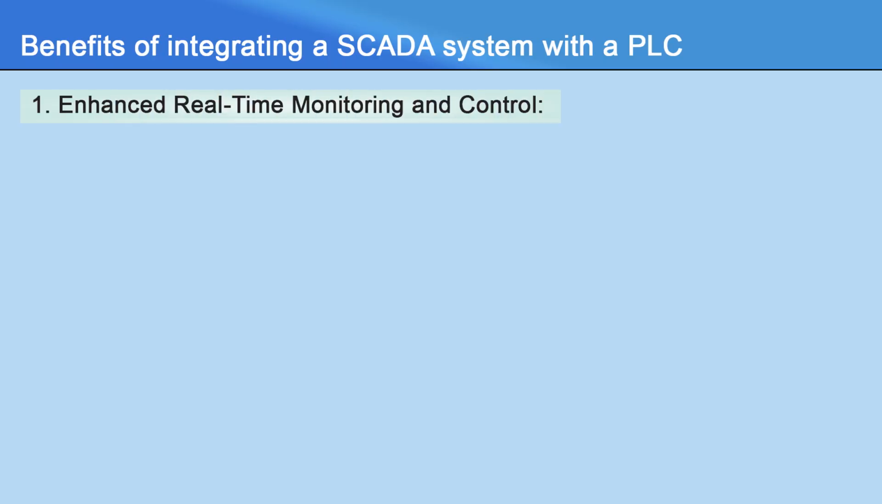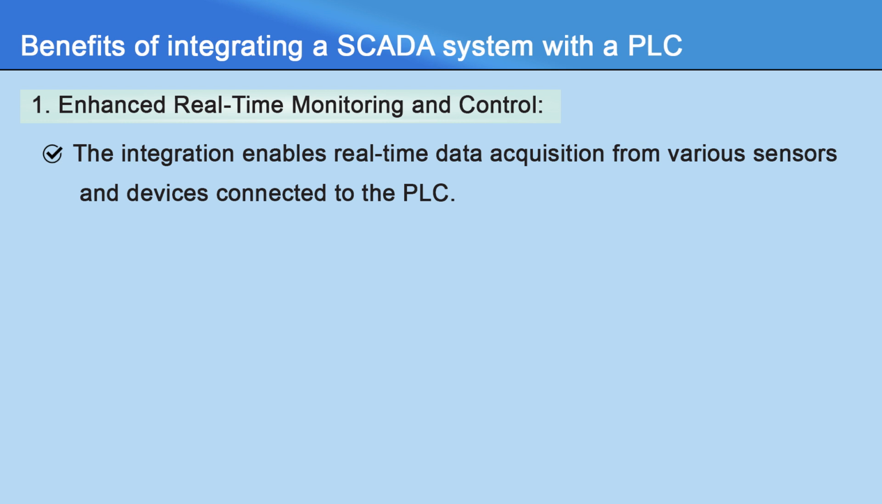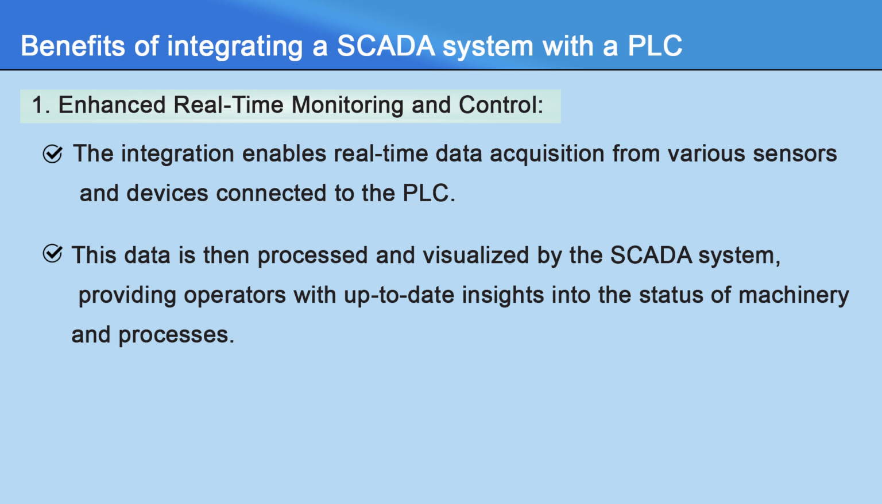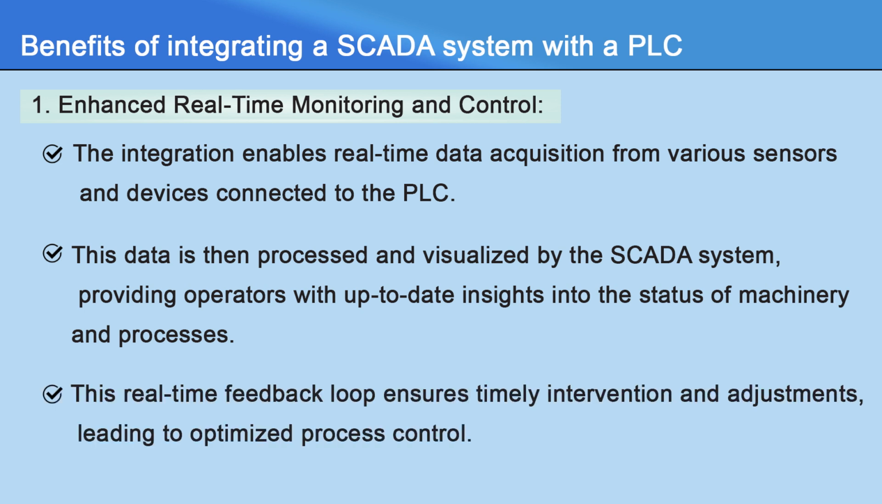First key benefit is the enhanced real-time monitoring and control. This integration of SCADA and PLC enables real-time data acquisition from the various sensors and devices connected to the PLC. This data is then processed and visualized by the SCADA system, providing operators with up-to-date insights into the status and operation of the machinery and the process. This real-time feedback loop ensures timely intervention and adjustment, leading to optimized process control.